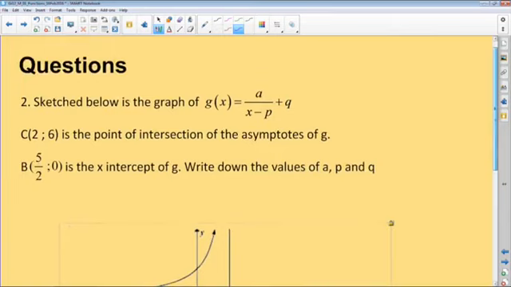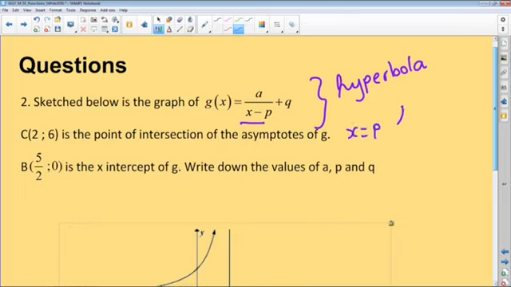Okay, we've got the graph g of x is equal to a over x minus p plus q. And as soon as you see this, you should recognize this as the defining equation of a hyperbola. All right. Before I even look at the rest of it, I can already make some statements just from what I'm given. I can see that x is equal to p is going to be the horizontal asymptote. Sorry, I'm not thinking there, so that's going to be the vertical asymptote, because obviously that crosses straight through the x-axis. So that's your vertical asymptote.